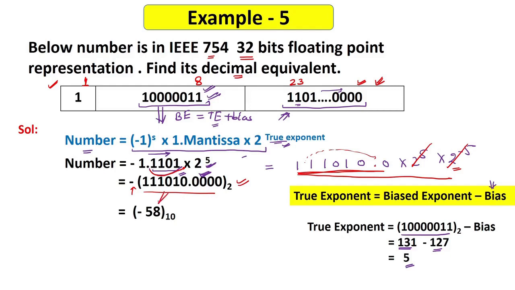So this is basically 58, and this minus is this one. Or you can write this as minus 58.0 for this one. So this is the floating point number minus 58.0 that I can get from this representation. Or you can say this is the representation for minus 58 in IEEE 754 32-bit representation. So this was all about the discussion of the IEEE 754.